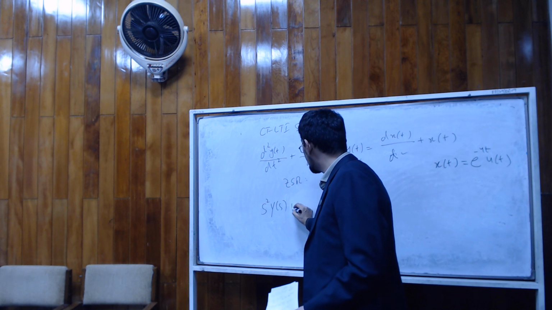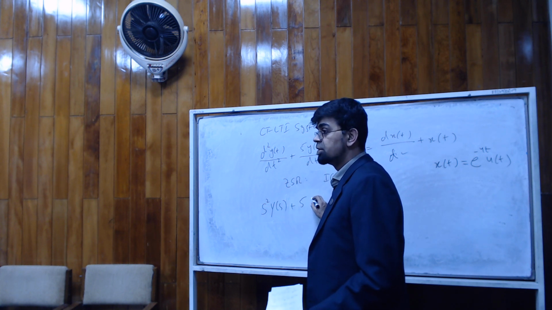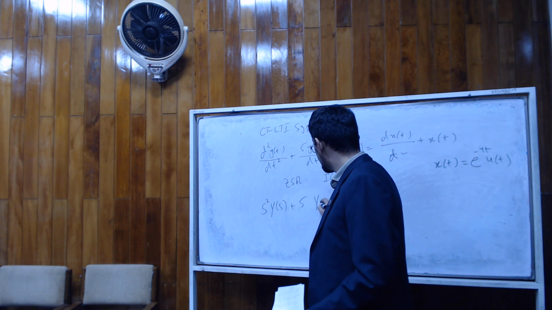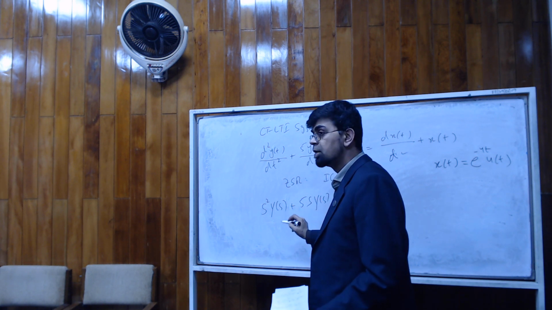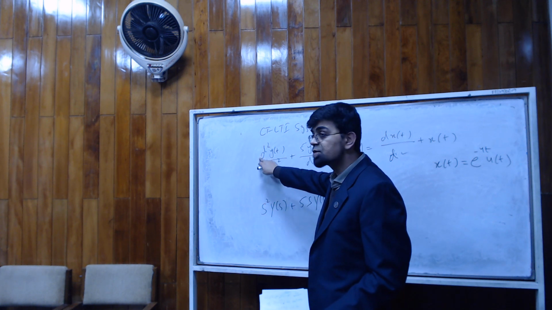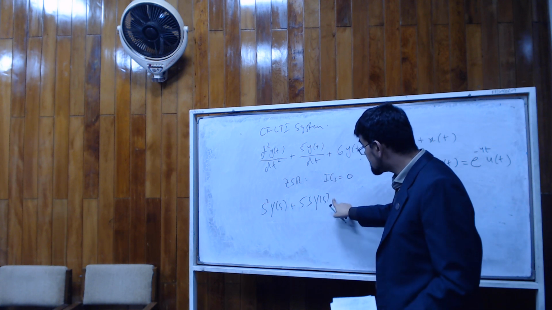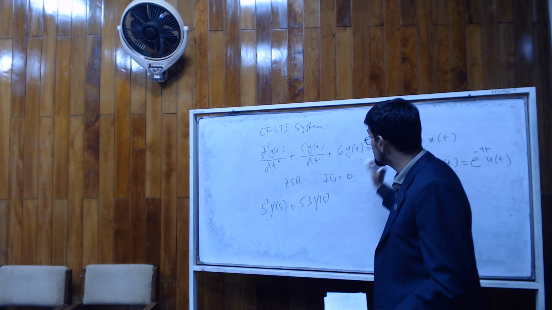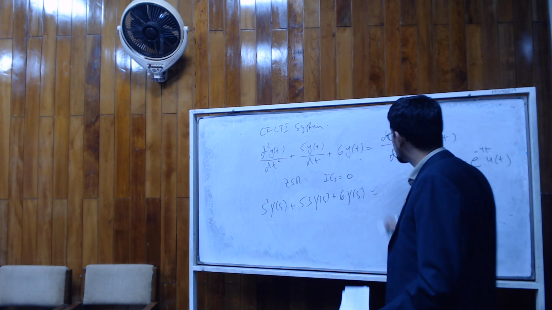What about the second one? What does it become? 5 Y(s), but there is a derivative. What's the derivative? Second derivative is s², third derivative is s³, and so on. And then there is an initial condition. Again it's 0, so forget it. Plus 6 Y(s).